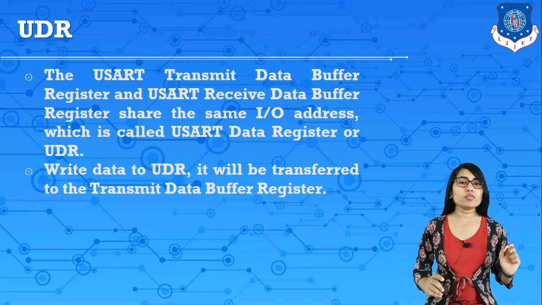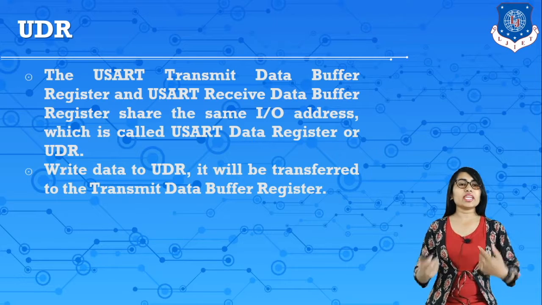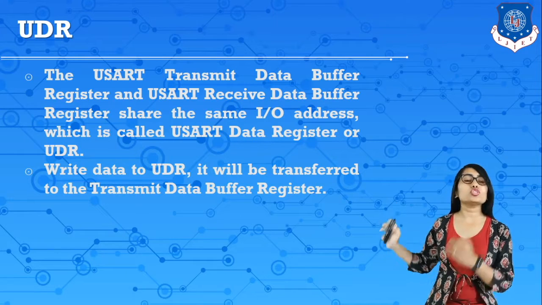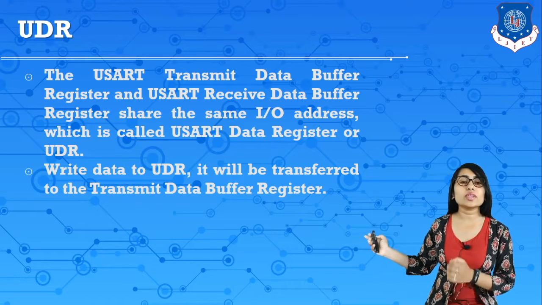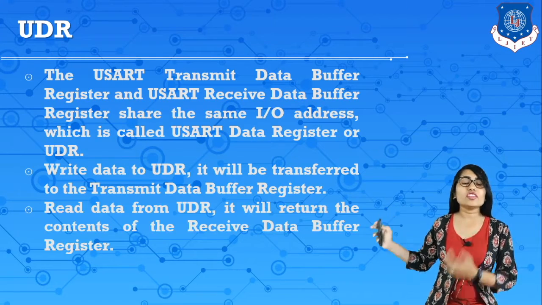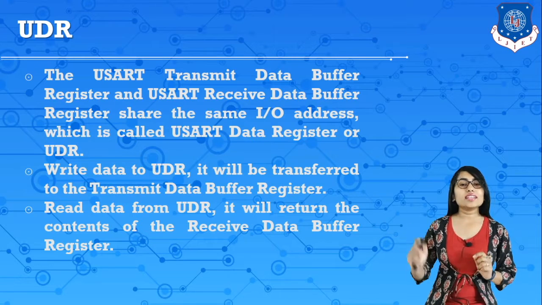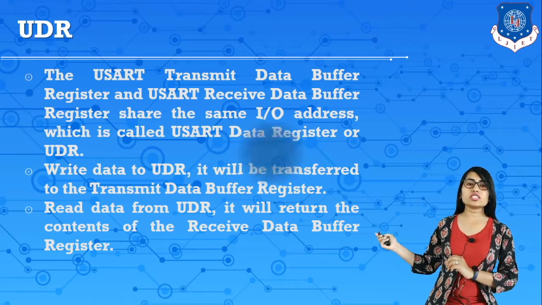Now whenever we want to send some data or retrieve some data, we use the UDR register. When we write data to UDR, it is transferred to the transmit data buffer register, and when we read data from the UDR, it returns the content of the receive data buffer register. So this is how the UDR register works.